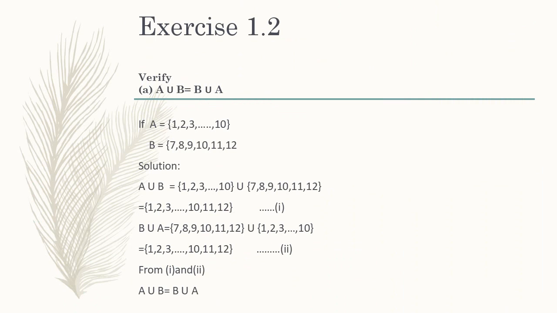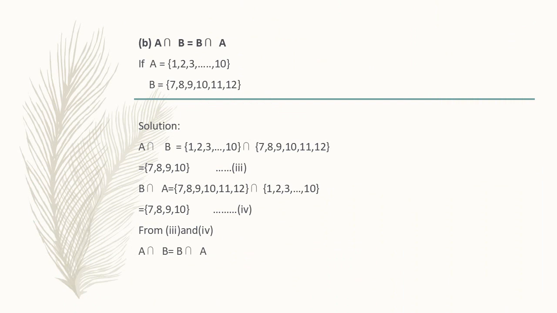Exercise 1.2. Verify A union B equals B union A. Set A has the numbers 1 to 10 and set B has 7 to 12. Here the sets are in curly brackets. In A union B, we get 1, 2, 3 and so on up to 12. All the members till 12 are included. Next, B union A. First we write set B union set A. Here the answers from equations 1 and 2 are the same. So we can write from 1 and 2 that A union B is always equal to B union A.